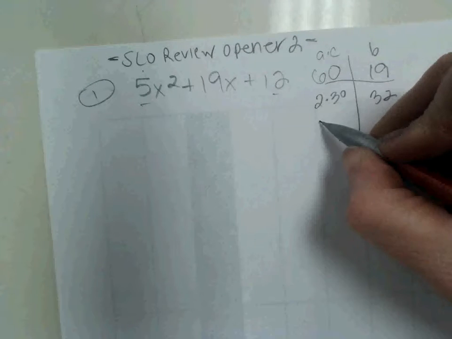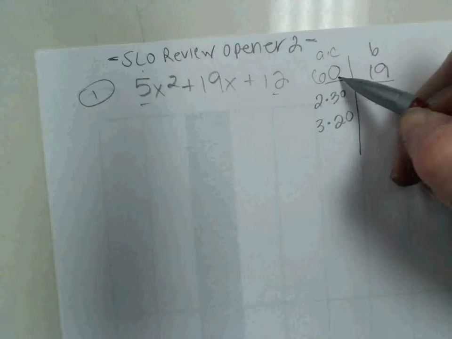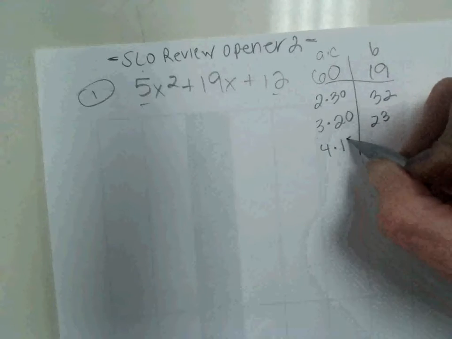30 times 2, two numbers that multiply to get 60. That's what I'm writing here. And that adds up to 23. 4 times 15, oh, that's 19.